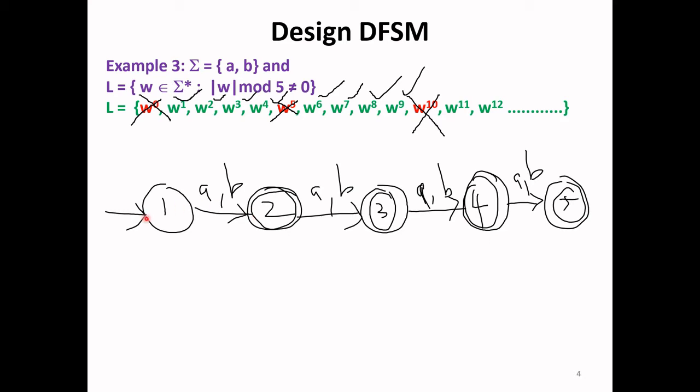I hope it's clear till here. String length 1 accepted, 2 accepted, 3 accepted, 4 accepted. Now what about 5? Is 5 accepted? No. So what to do? As before, take a transition of A or B going to state 1, back to the initial state, which is an intermediate state, and string of length 5 is not accepted.